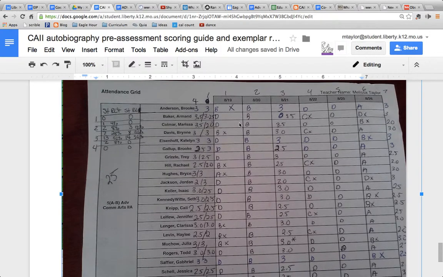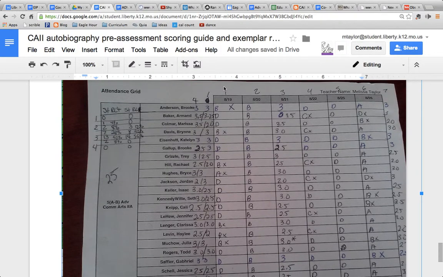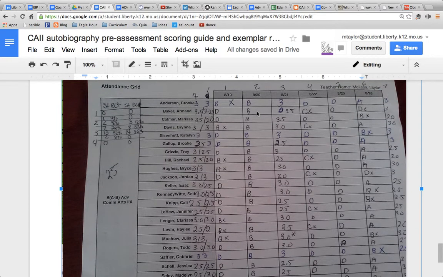So all I did was print out an attendance grid and label each one of my little columns with question 1, 2, and so on over to 7. Of course, the names are on this, so it's confidential. Once I had everything labeled, ready to go, I just started going through each student's quiz, their pre-assessment, and marking what they had for each question.